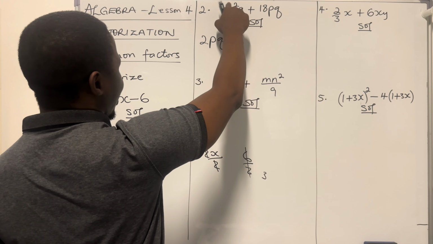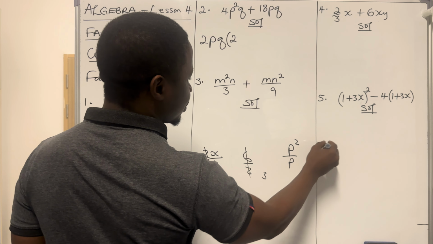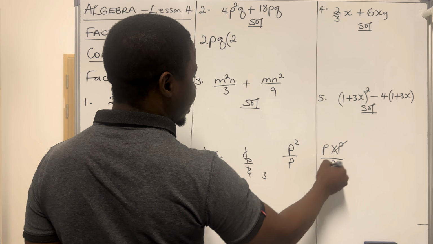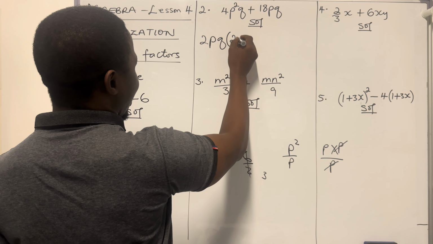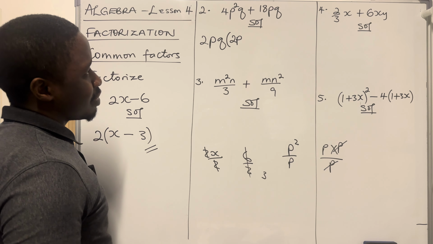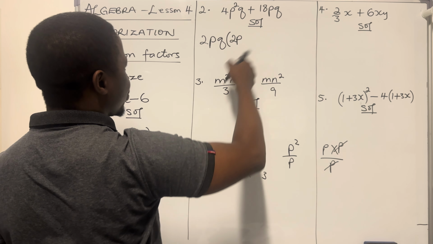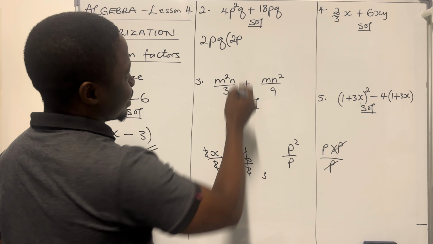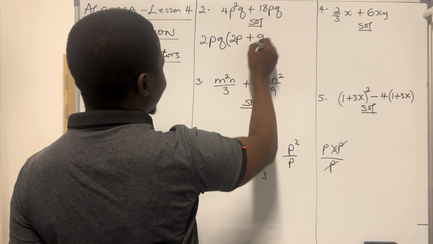P into P squared simply means P squared divided by P, which is P times P divided by P. So this and this can go, it remains P. So therefore, P into P squared is just P. So Q into Q itself, the same power. So Q can take away Q. So there will be no Q remaining. Plus 2 into 18 is 9.